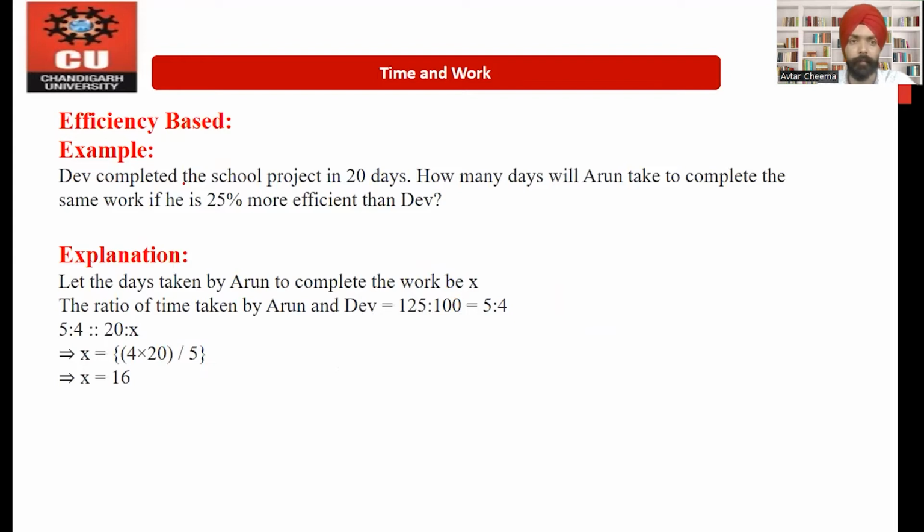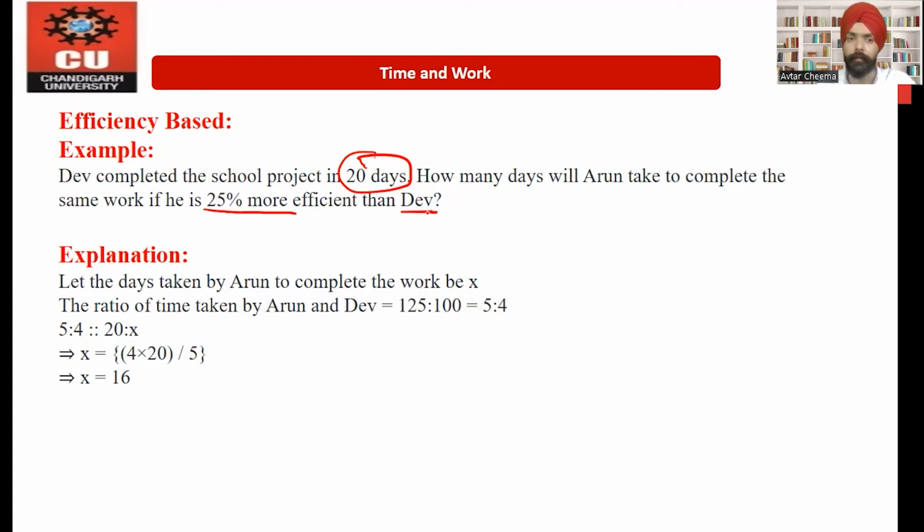Next one. They completed the school project in 20 days. How many days will Arun take to complete the same work if he is 25% more efficient than Dev?